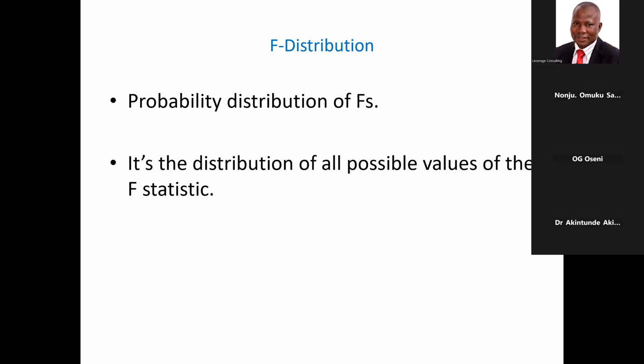We want to talk about the F distribution. It's a form of probability distribution. It is the distribution of all possible values of the F statistic. We have already talked about the F statistic. The F statistic is the statistic in ANOVA. It's the statistic you get when you divide the variance between groups by the variance within groups. That's F. So it's like another distribution, but it's unique in its own way.